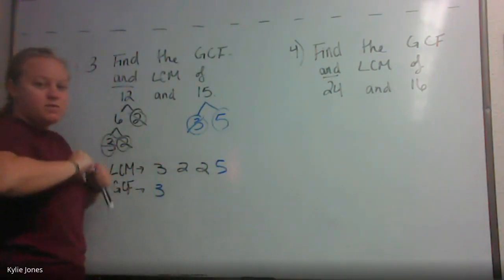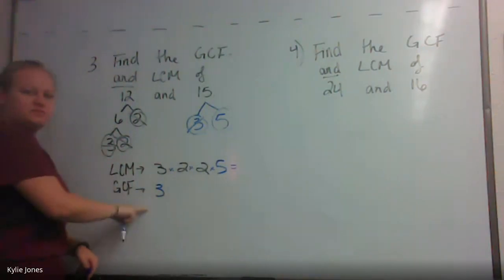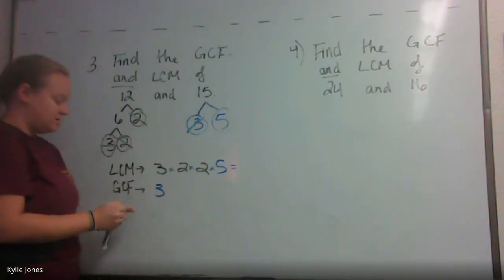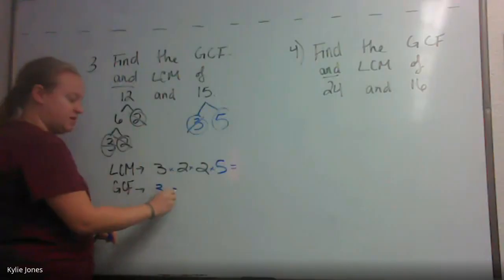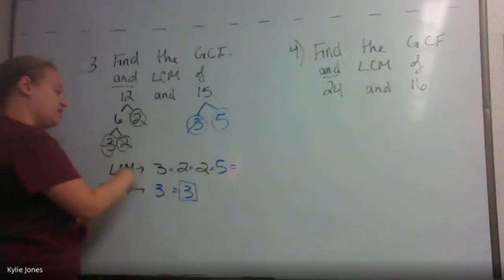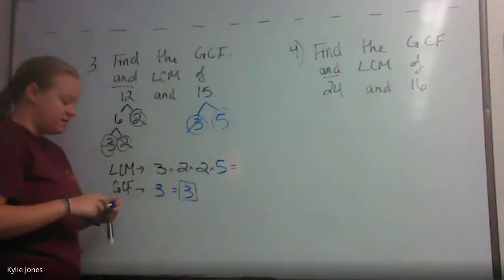Now we just need to do what with all of our numbers? Multiply them. We're multiplying, but the GCF doesn't have a number to multiply by. So what does that mean? Our GCF is just the number that's left over, 3. Now when we do all of our multiplication, 3 times 2 times 2 times 5, what do we get?